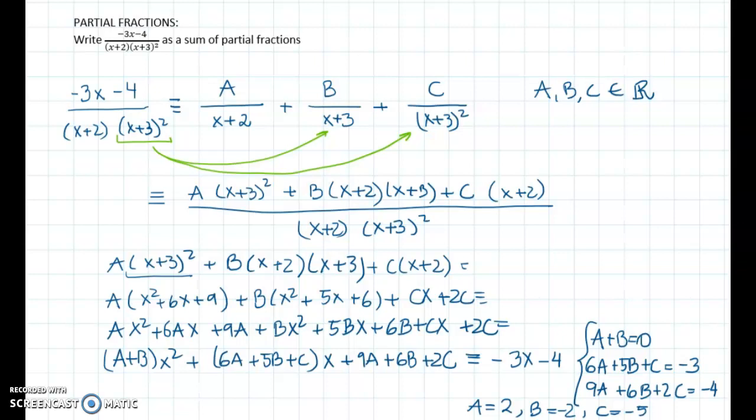So that means that the decomposition we are trying to write, substituting the values of a, b, and c, is going to be 2 over (x+2) plus -2 over (x+3) plus -5 over (x+3)².